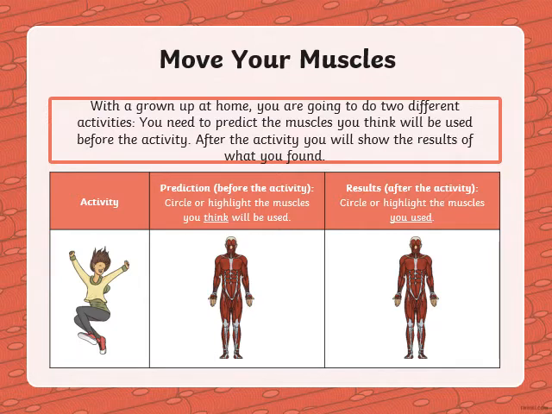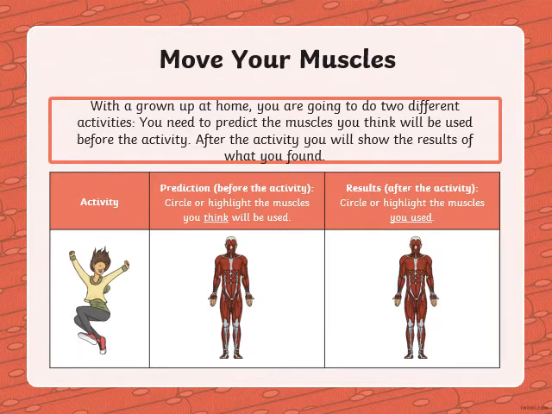So the first activity that I want you to do is jump. So I just want you to be stood, and then all I want you to do is to jump up in the air. Now before you do that, think about which muscles you think you're going to use, and then I want you to make that prediction.